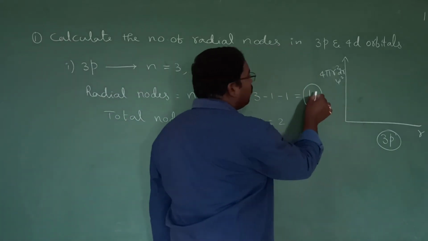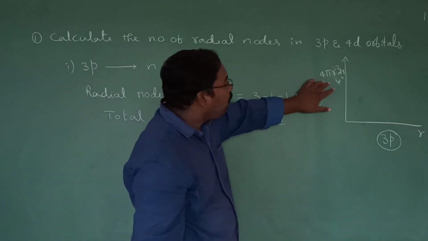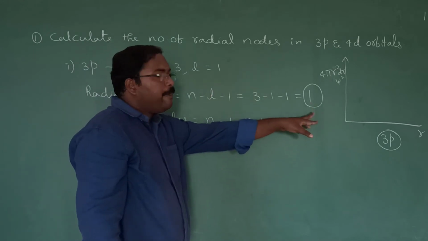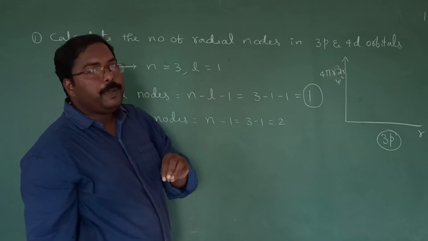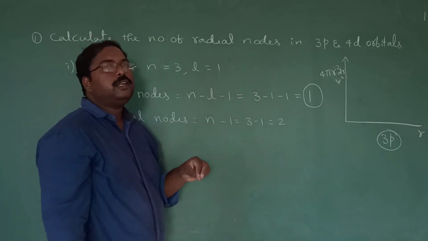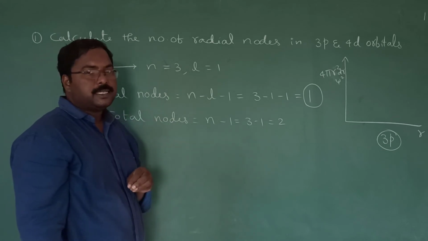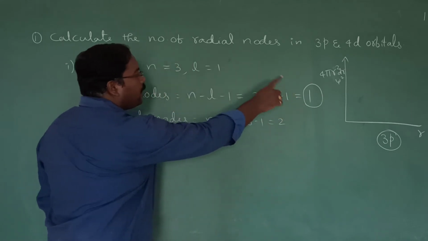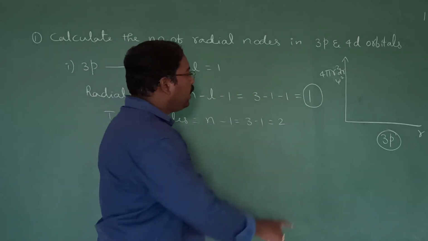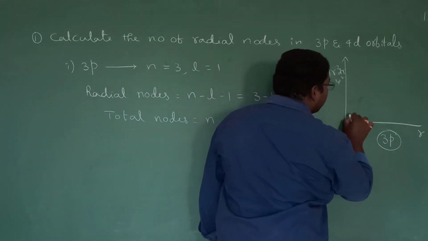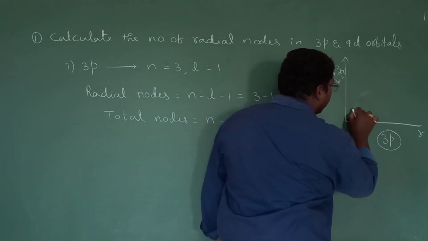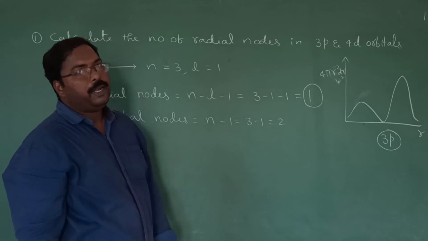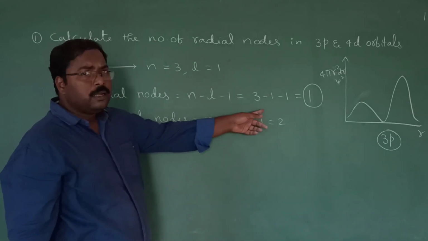So if they ask only to draw the graph between these two, we are going to get the graph related to the number of nodes. For a 2p orbital, the graph we already drew. For that we did not get any nodal regions, because for a 2p, if you take 2 minus 1 minus 1, the number of nodes will be 0. Here the number of nodes is 1. So we will get a graph like this for 3p orbital. Got the point or not?